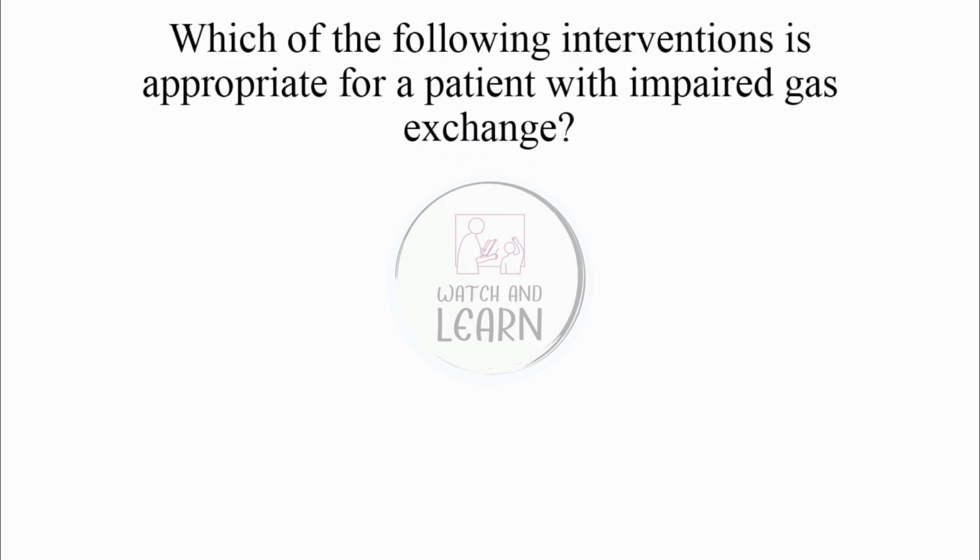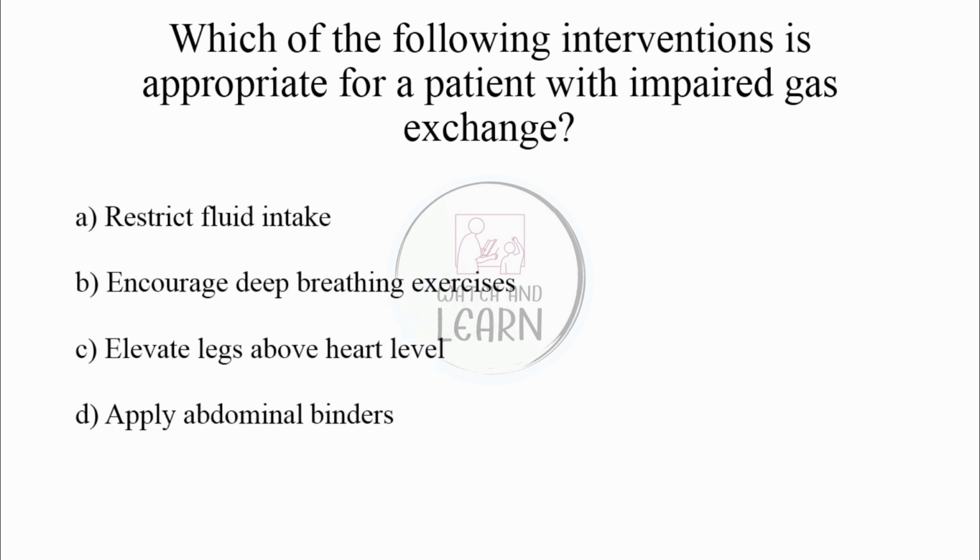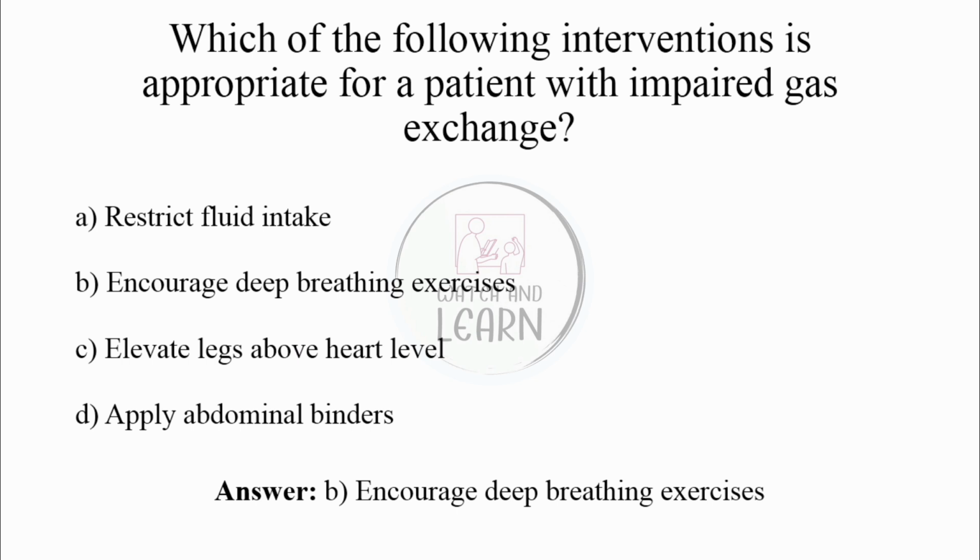Which of the following interventions is appropriate for a patient with impaired gas exchange? Options are option A, restrict fluid intake. Option B, encourage deep breathing exercises. Option C, elevate legs above heart level. Option D, apply abdominal binders. The right answer is answer B, encourage deep breathing exercises.